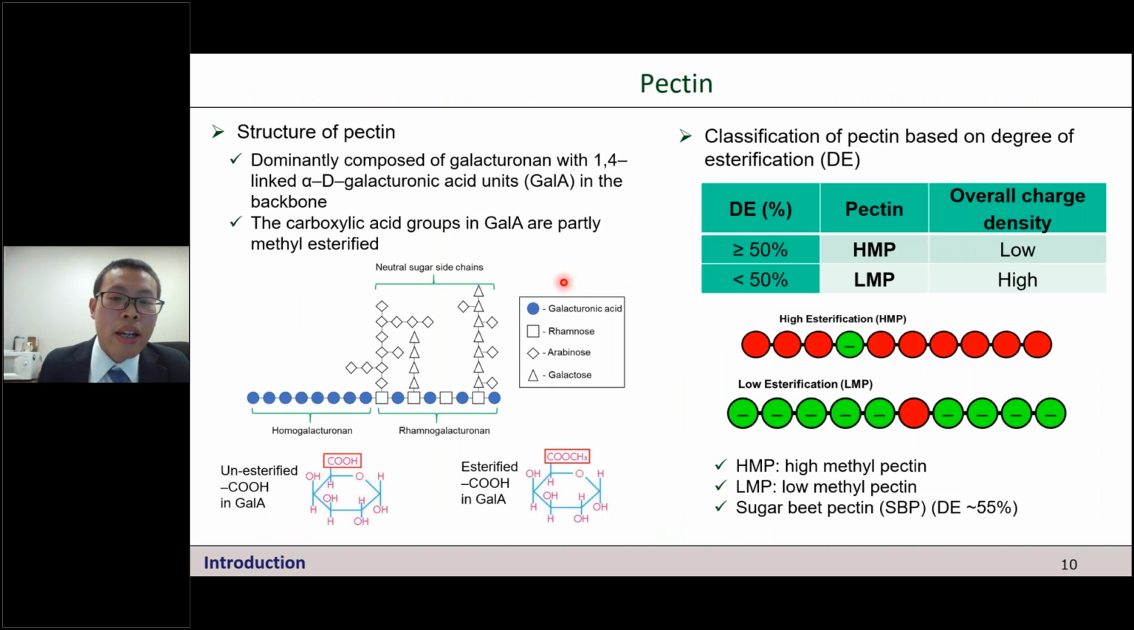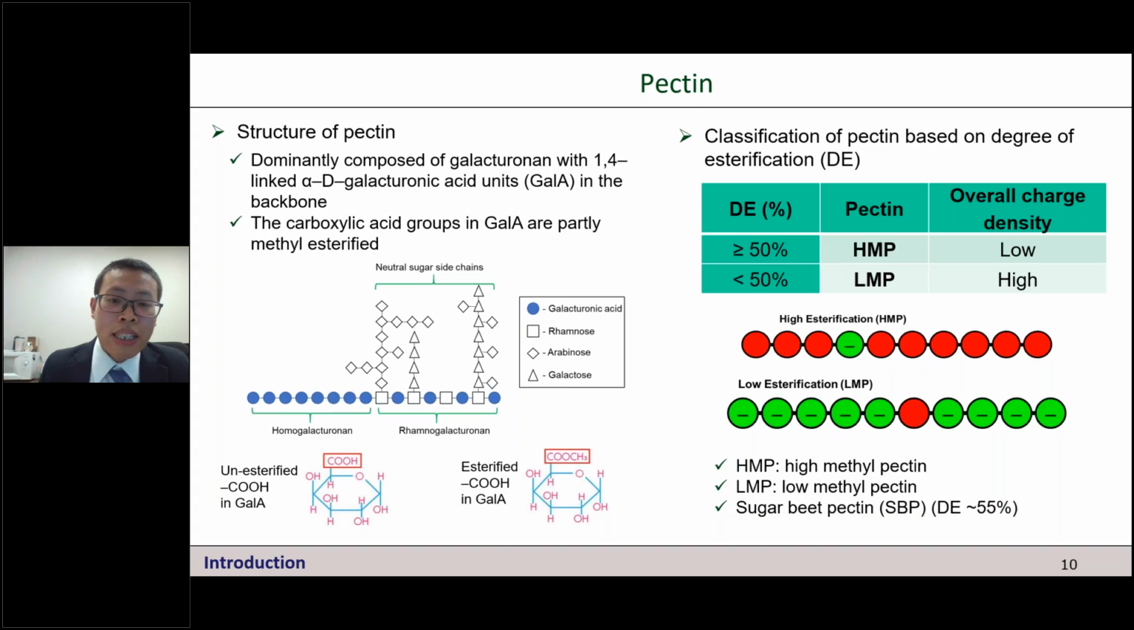Pectin is an anionic polysaccharide and mainly exists in the plant cell wall. It has been employed worldwide in the food industry as a stabilizer in acidic protein products. It is composed of galacturonic acid units in the backbone.